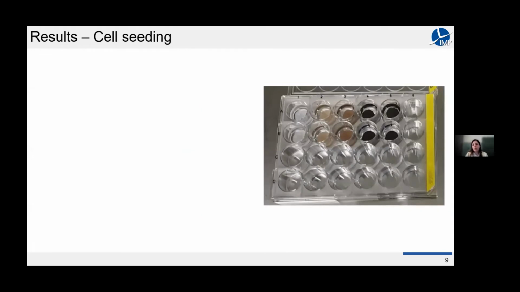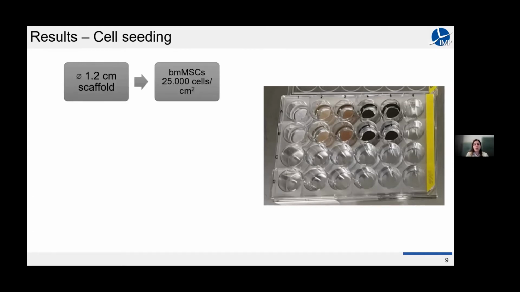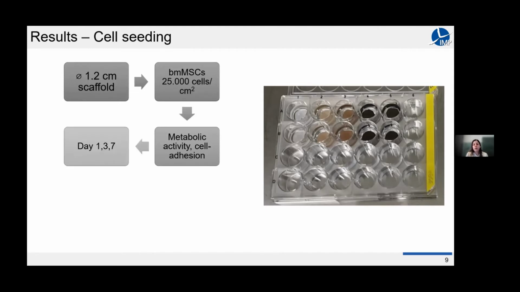Then we performed the cell seeding. Here are our scaffolds. These are just the reference polycaprolactone, these are with IMP, and these with CMP. The color changes as we increase the concentration. We take round scaffolds, 1.2 centimeters in diameter, and seed them with bone marrow mesenchymal stem cells at 25,000 cells per square centimeter. After, we check the metabolic activity and the cell adhesion to the scaffold on day 1, 3, and 7 before cryopreservation, and after we perform the cryopreservation.